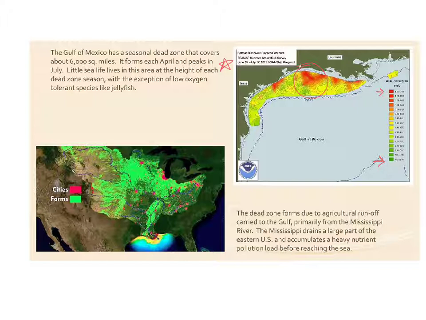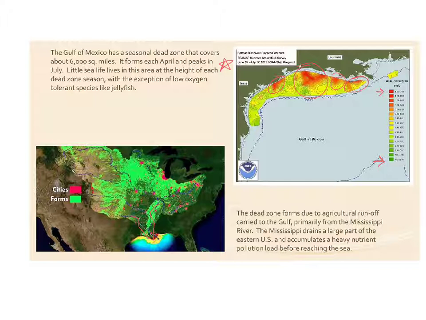So why does it form right there in the Gulf of Mexico, and primarily where the Mississippi dumps in? You can see that there are some hot spots here besides that Mississippi area. It's located where a lot of the rivers drain in. The dead zone forms due to agricultural runoff that's carried to the Gulf, primarily from the Mississippi River, but from some other rivers that feed in as well. And you can see the rivers flowing down here.